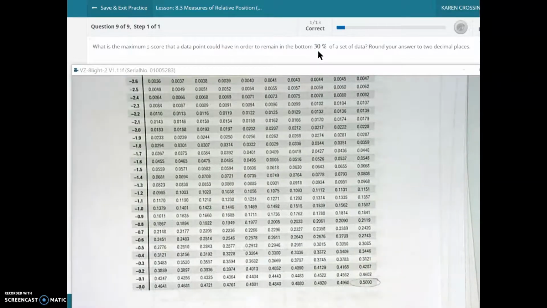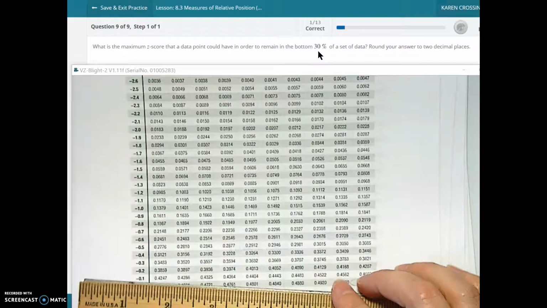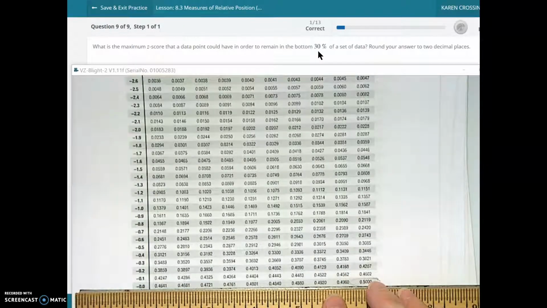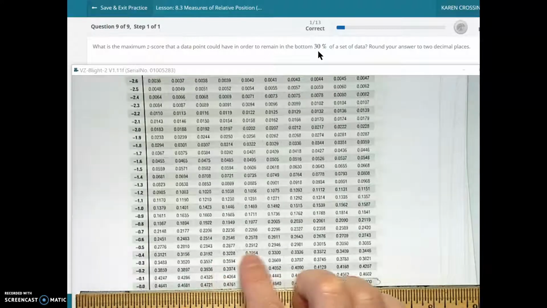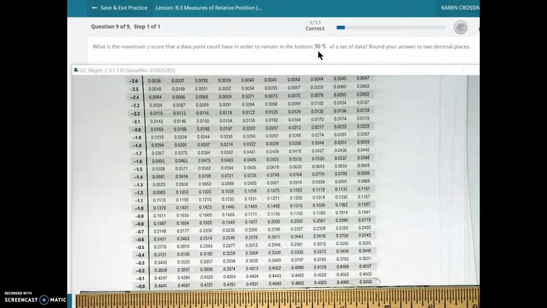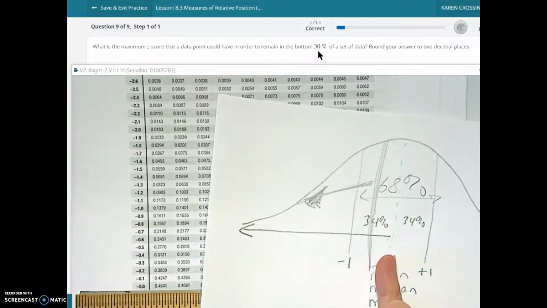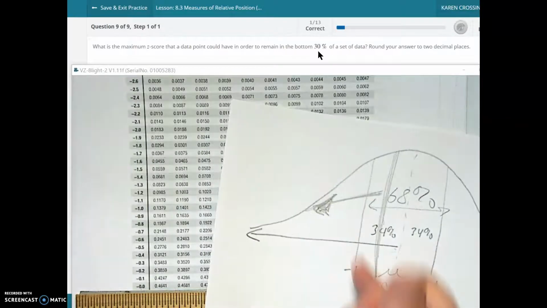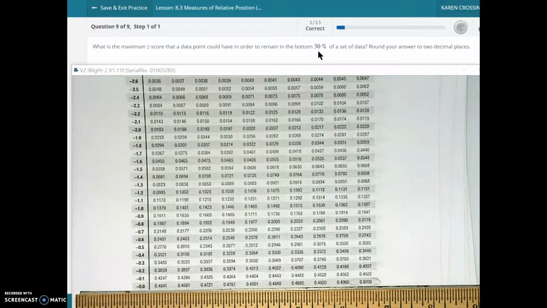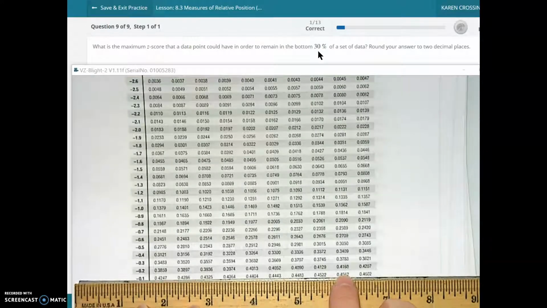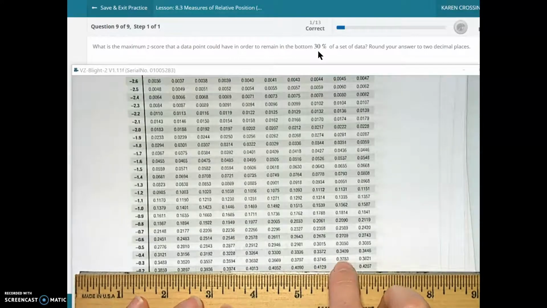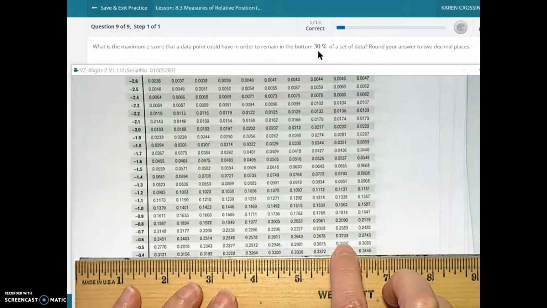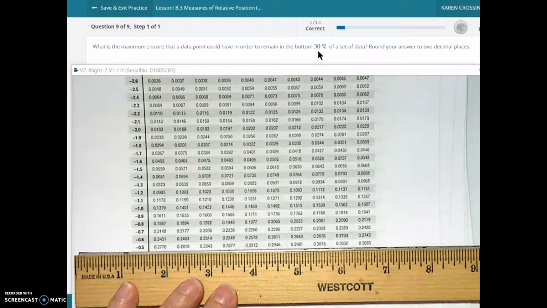So with this, you just look around, and if you're dyslexic at all, a ruler helps, printing it out helps. We're going to move up from 50%, and it's going to get smaller as our z-scores go from 0 to -1 and beyond. We know it has to be between 0 and -1 to be the 30%. So we're going to go up. We're at 49%, 45%, 41%, 37%, 34%, 30.5%. Okay, so I was just going up.